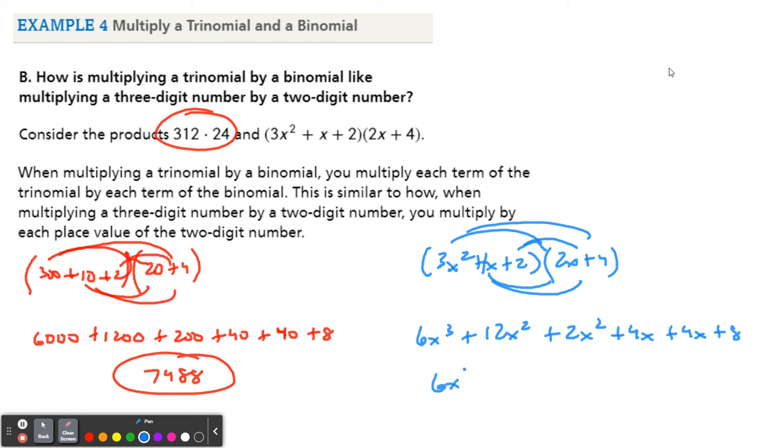6x cubed is the only x cubed. You have a 12 and a 2, which is a 14x squared. You have a 4 and a 4, which is an 8x, and then the 8 comes along. And notice this answer is not 7, 4, 8, 8, but notice that if we took this tens and added it to this 6, 1 plus 6 would be 7. That would leave you with a 7, a 4, an 8, and 8. So it is exactly the same thing.